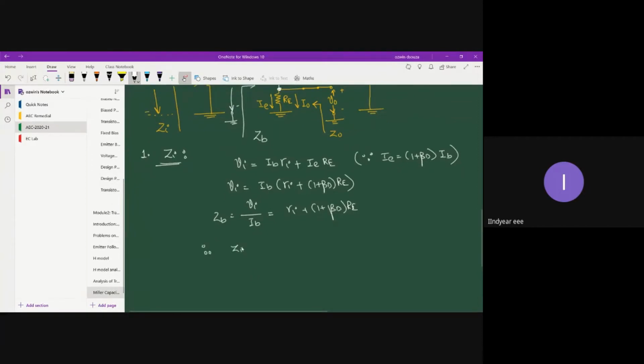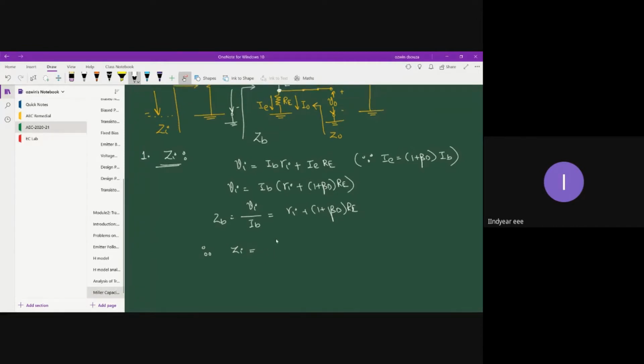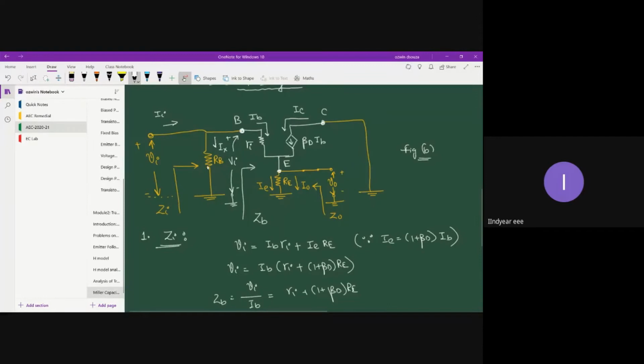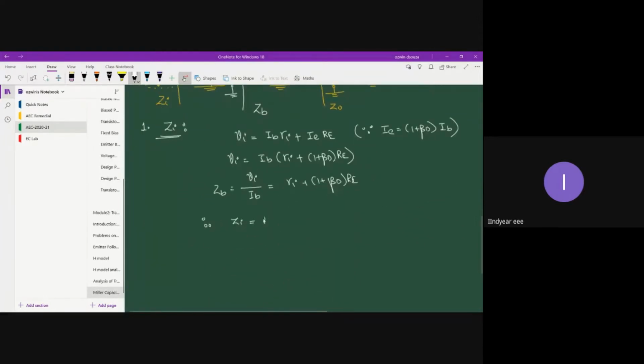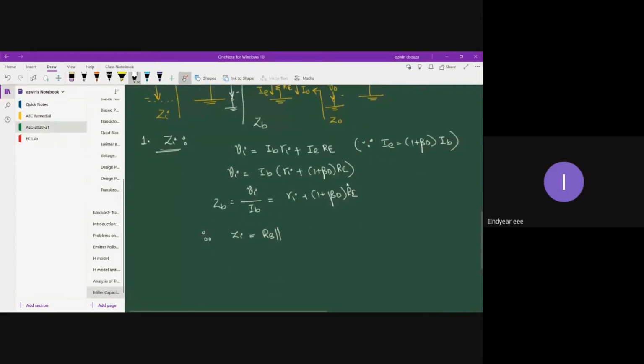Therefore, input impedance Zi is equal to the base resistance RB, which is nothing but the biasing resistor, in parallel with ZB, right? So that's your overall input impedance. And I can here itself propose the approximation. ZB can be approximately written as Ri plus beta D times RE. Approximately you can write it down, no problems.